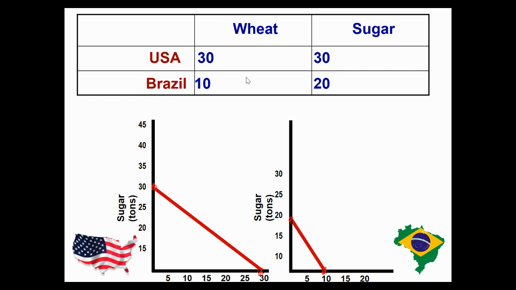Okay, so we could see when it comes to something as simple as absolute advantage, we could say that the U.S. has absolute advantage in both. They produce more wheat than Brazil. They produce more sugar than Brazil. But we don't want to use absolute advantage. We want to use comparative advantage.